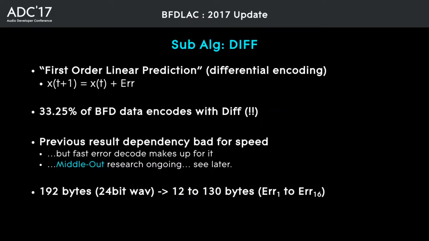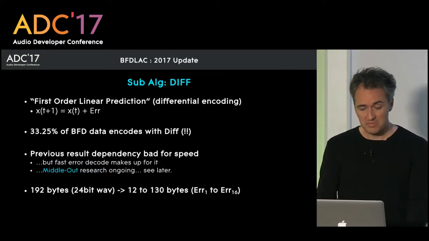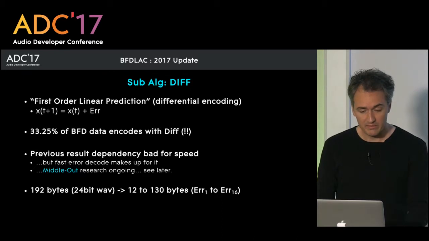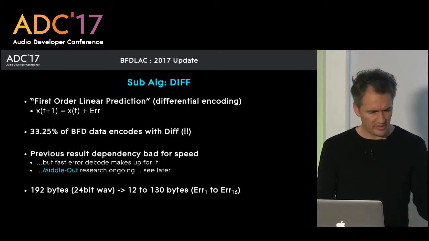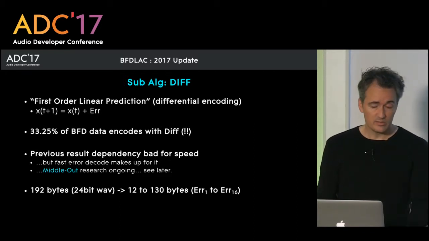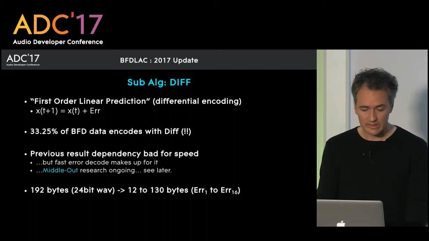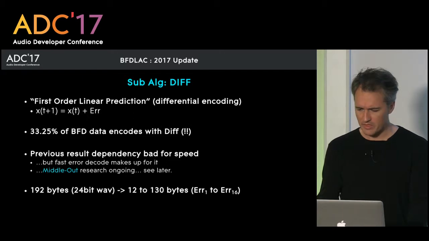We have diff. We're getting into, hang on, that's linear regression. That's the beginning of LPC now. The 33% of BFD data encodes with diff, very, very important. So lots of time spent optimizing that stuff. One of the problems with diff is that because each sample depends on the previous sample, that's one of the harder ones to actually SIMD optimize. We can obviously SIMD optimize all the actual error signal, but not the primary maths, which is a shame. Working on that one, but we'll see what we can do with middle out, my first Silicon Valley reference of the day.